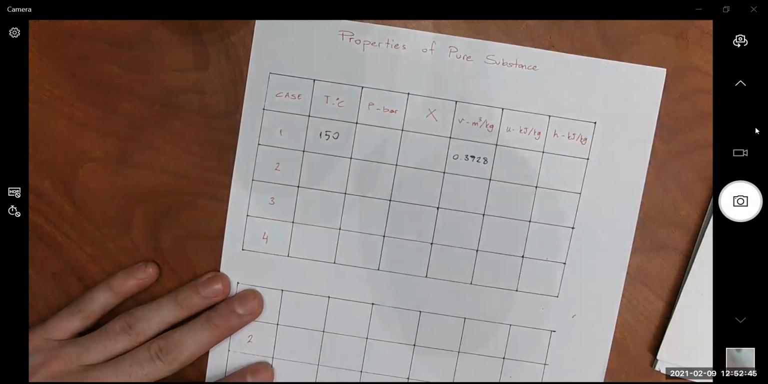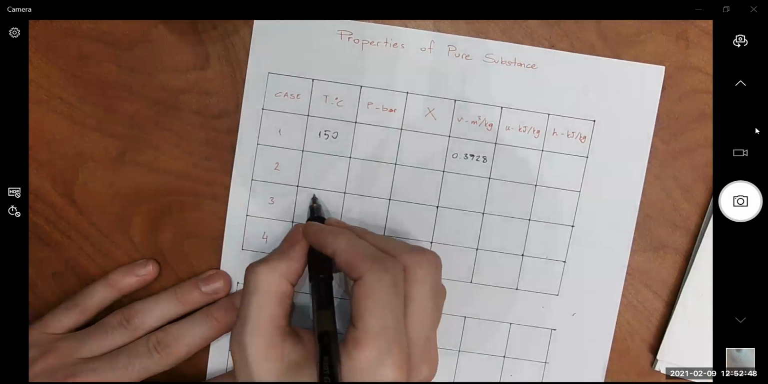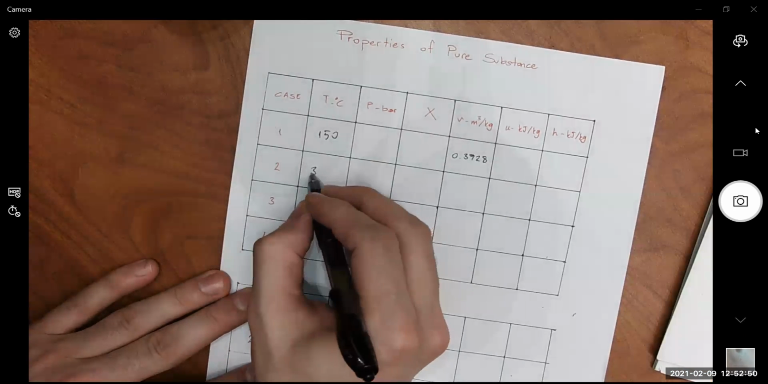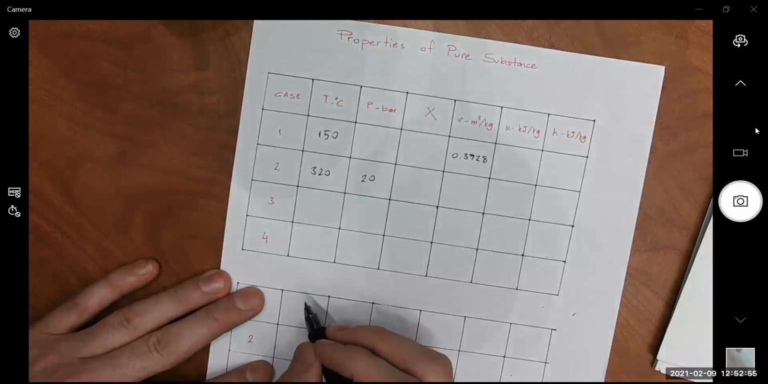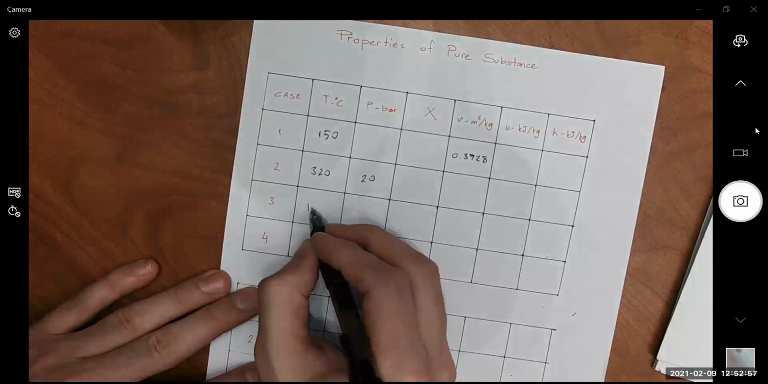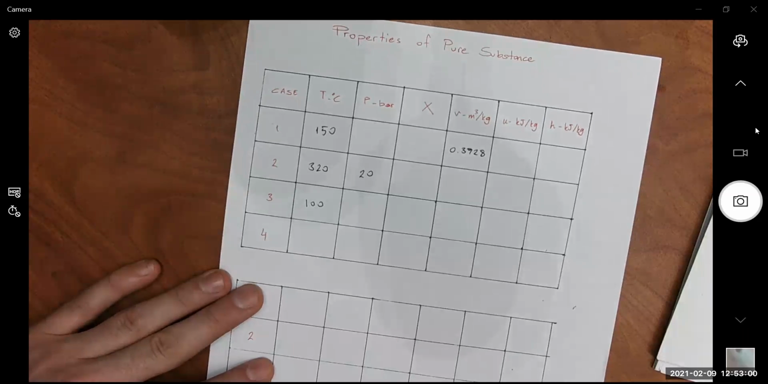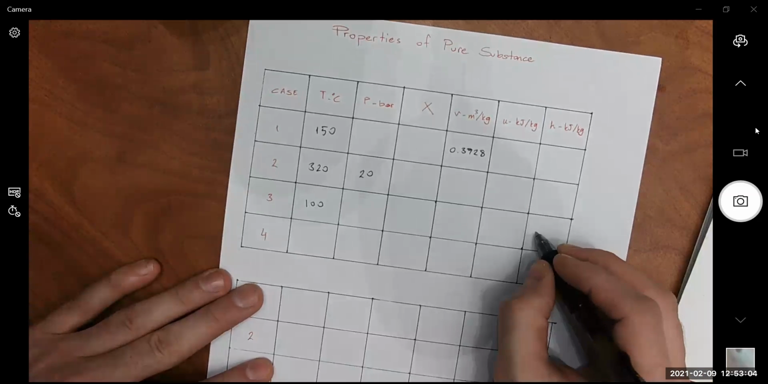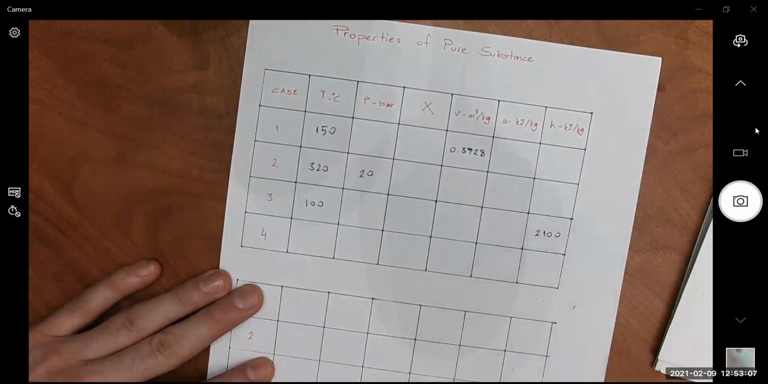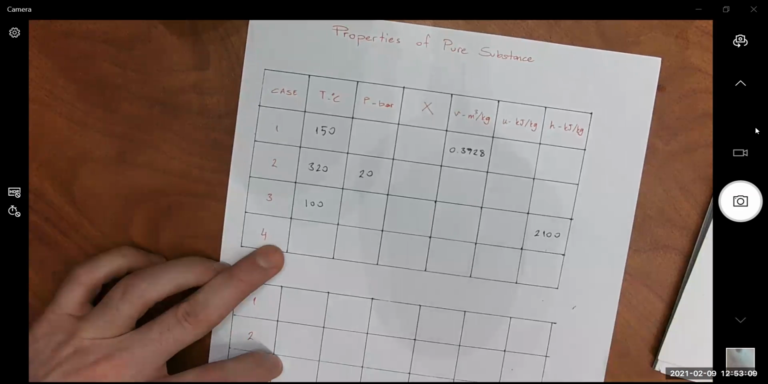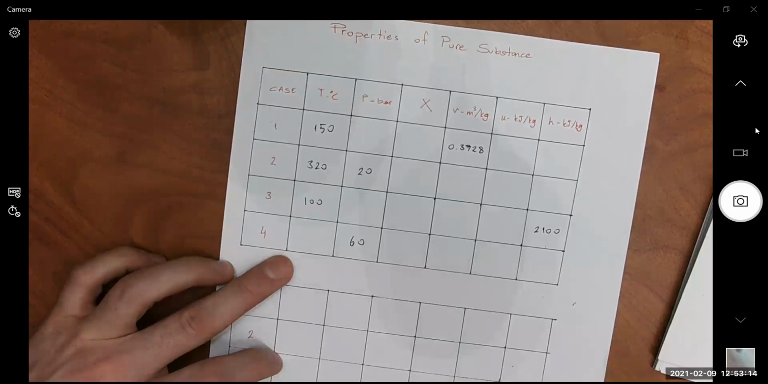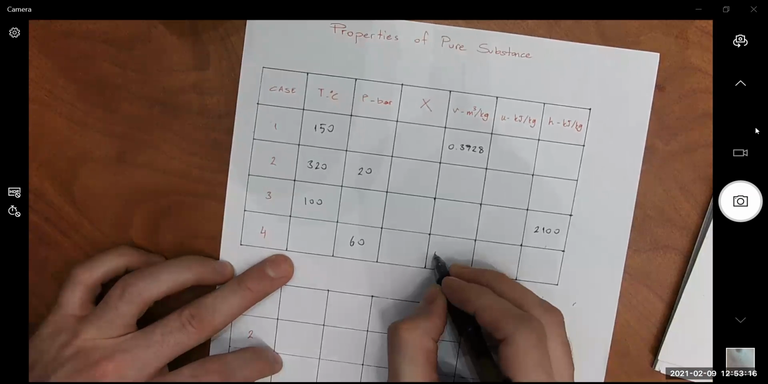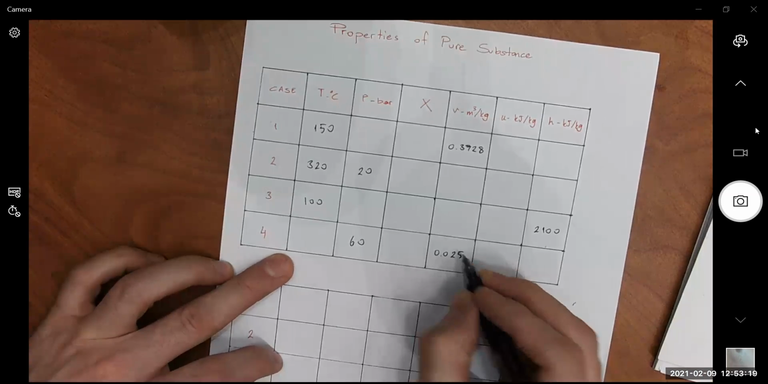0.3928 meter cube per kilogram for the first case. For the second case, temperature is 320 Celsius, pressure is 20 bar. For the third case, temperature is 100 Celsius, and enthalpy is 2,100 kilojoules per kilogram. Case 4, pressure is known as 60 bar. Specific volume is 0.025 meter cubed per kilogram.